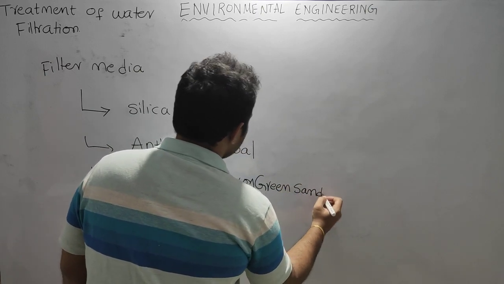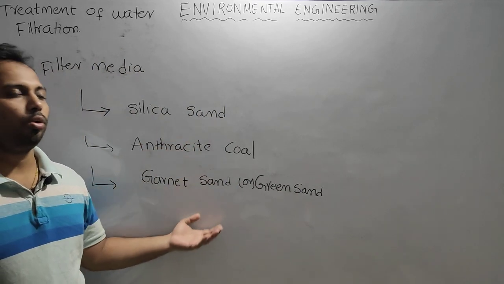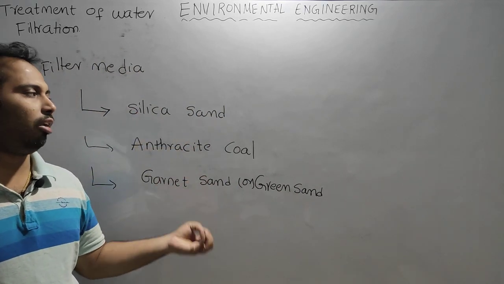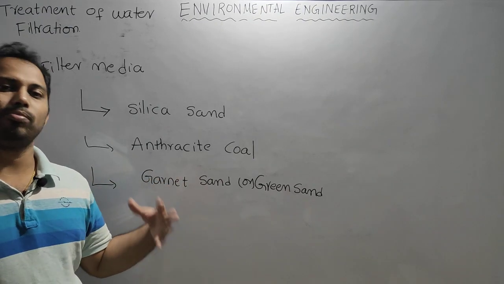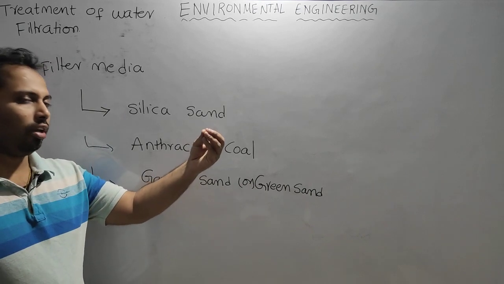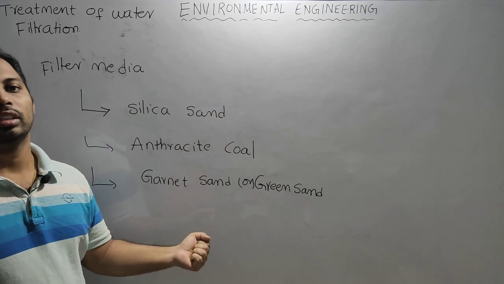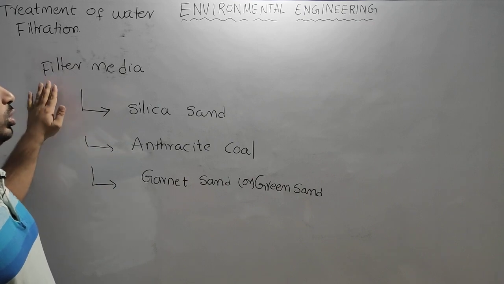So we use this uniform material. This white sand is being used because it is a uniformly grained material which is very small, and the pores are very small, so that the majority of the impurities can be arrested. Only water can pass through these pores, the rest of them can be arrested in this media. That is why we use a filter media.